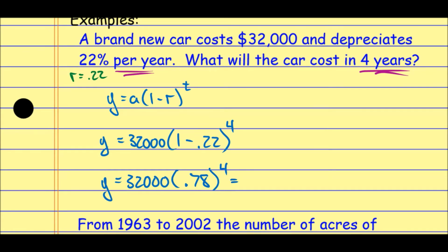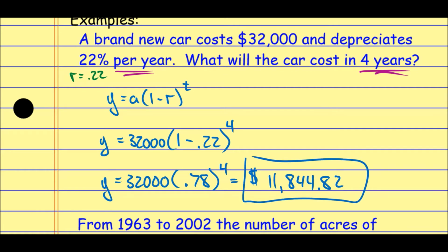And remember, once again, when you punch this in, make sure you do the 0.78 raised to the fourth power first, then times the 32,000, and you get 11. Let me give myself a little bit more space here, so I can write my money symbol, $11,844.82. And again, always round to 2 decimal places when we're talking about money, okay?